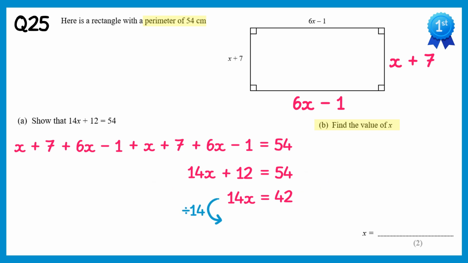Now you can divide both sides by 14. 14x divided by 14 is 1x, and 42 divided by 14 is 3. So the answer to this question is x equals 3.